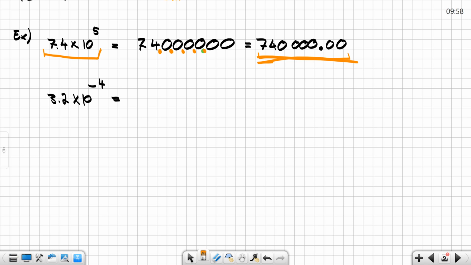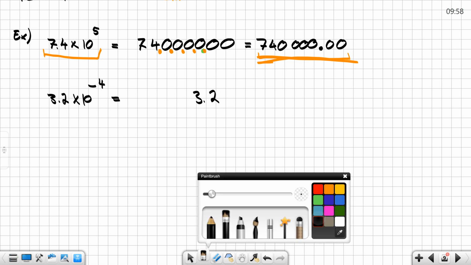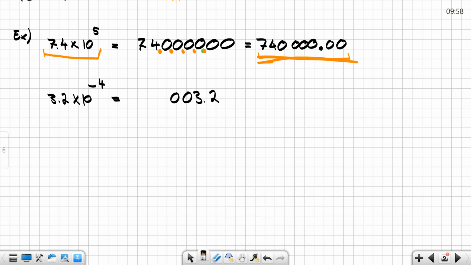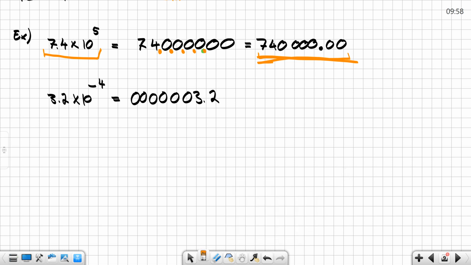Now, what happens if I have a negative exponent? I am writing my 3.2. And I know that my decimal now has to move to the left side. So what I always like to do is add a bunch of zeros in front. And now I start moving my decimal. So how many times to the left? 4 times, because this was a -4. 1, 2, 3, 4. Right here it has to be.